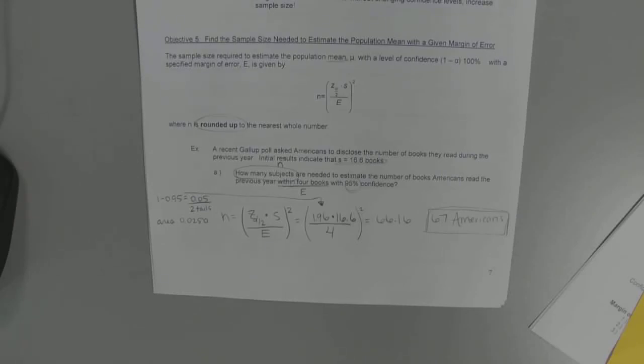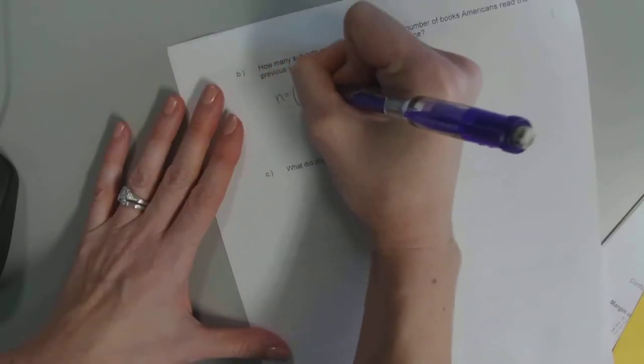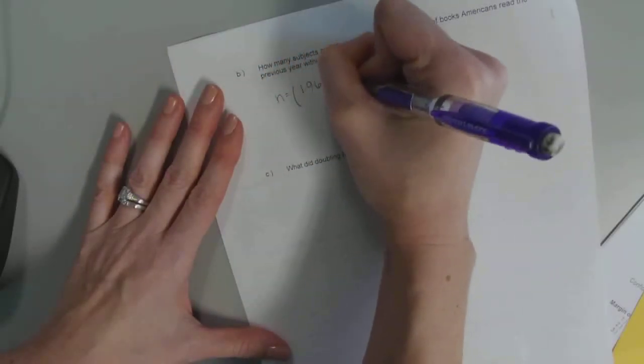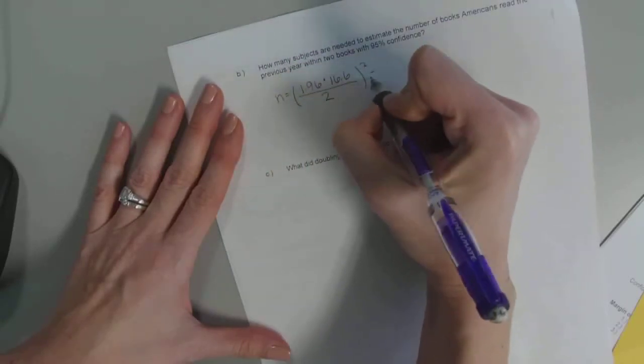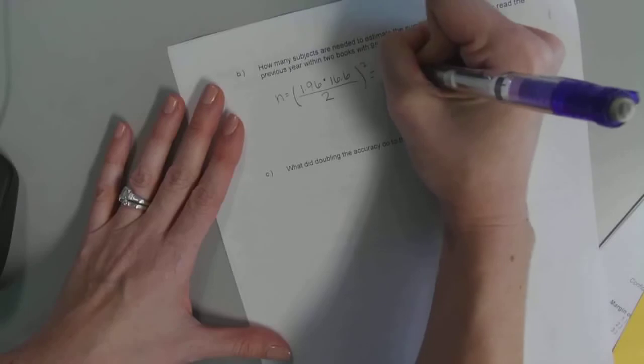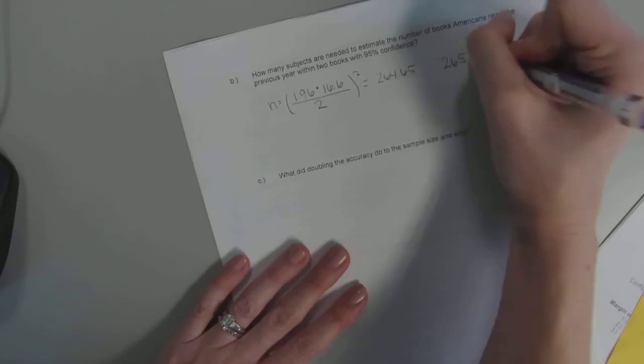So what do you think is going to happen to our sample size? Will it decrease or increase if we want to be more accurate? Increase, right? If we want to be more accurate, we better ask more people. All right, so while you're calculating, I'll catch up with you. N equals 1.96 times 16.6 all over 2, the quantity squared. When I do that, I get 264.65. Does that look right? Yeah. So that's going to round up to 265 Americans.